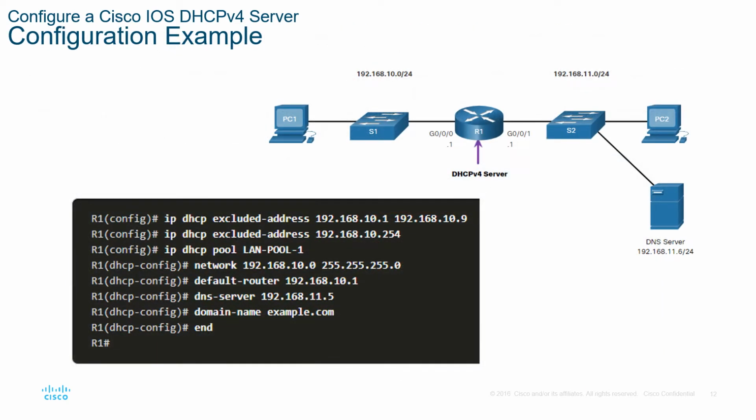Here's an example. Again, ip dhcp excluded-address and then the range of IPs you want to exclude. For example, if there's another one that you want to exclude that's not in the range, you may have a separate ip dhcp excluded-address for that. Then you set the pool name, the network address and subnet mask. This is for the default gateway. This is for the DNS server and then the domain name.